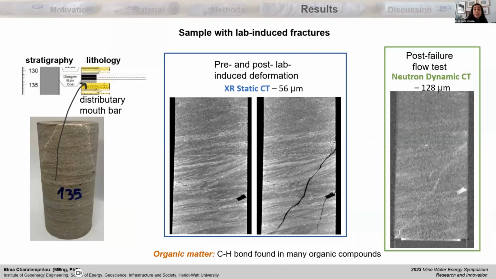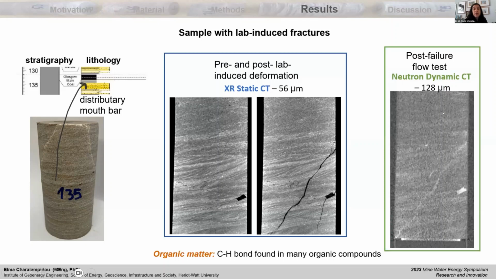Sample 135 is a sample that has been squeezed in the lab at 20 MPa confining pressure. And here I'm comparing two vertical cross sections with X-rays before and after the deformation. We can see the presence of some organic material here, lower density, and we see in this slide the creation of the lab-induced fractures. Some of them cross-cut the organic matter.